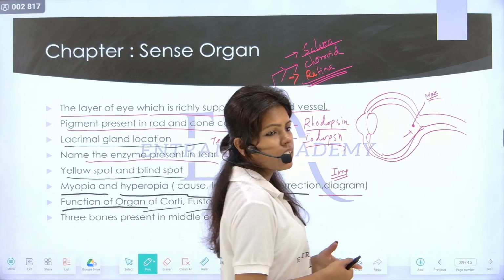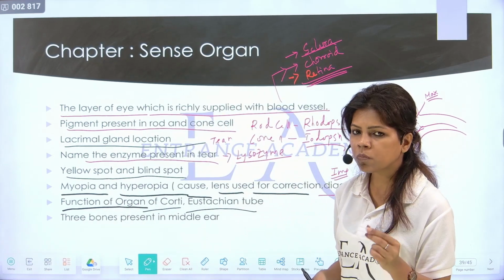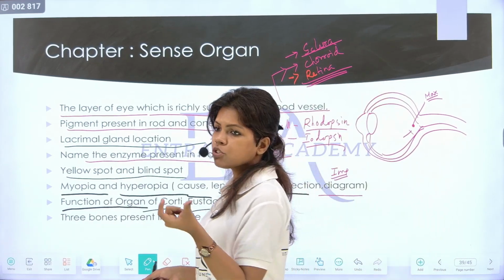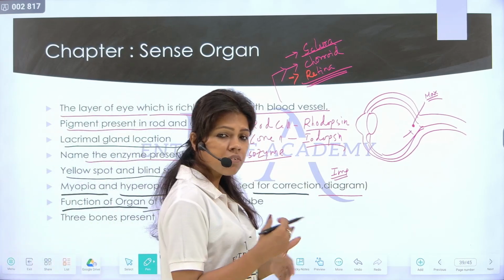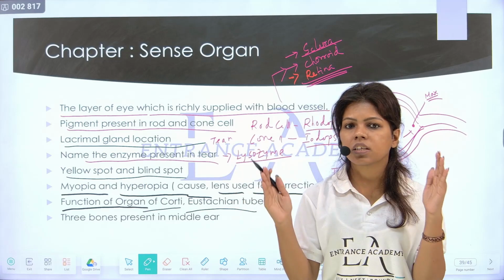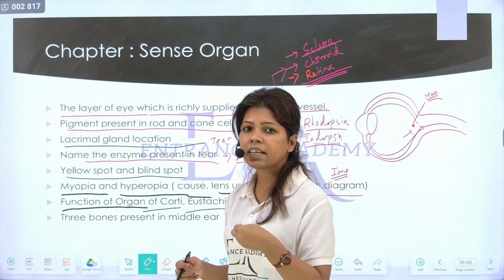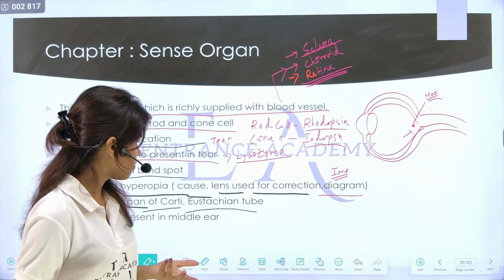On the other hand, the eustachian tube is a small tubular structure which connects our middle ear and throat, and which equalizes the air pressure on both sides of the eardrum so that it can freely vibrate.